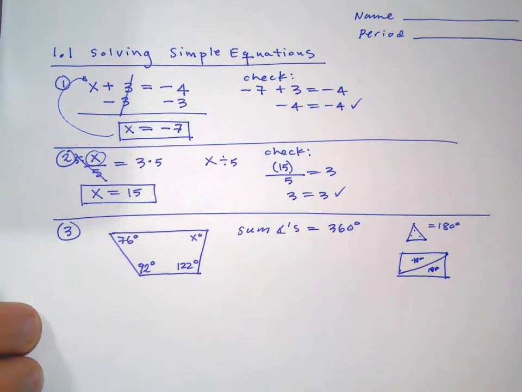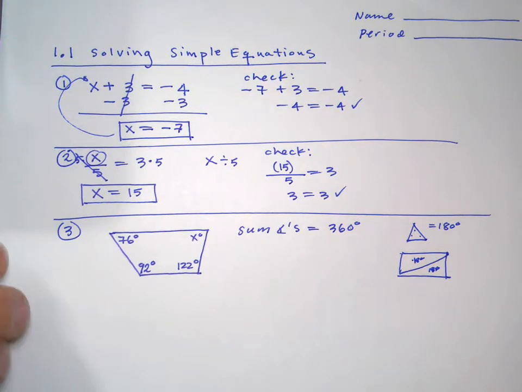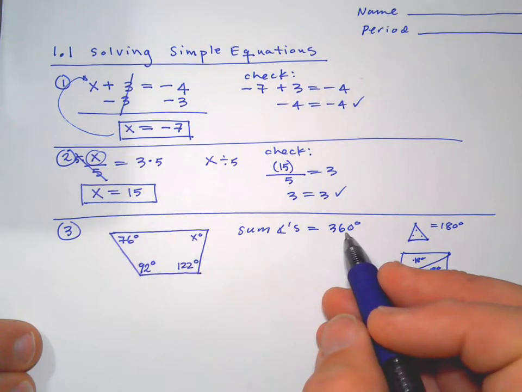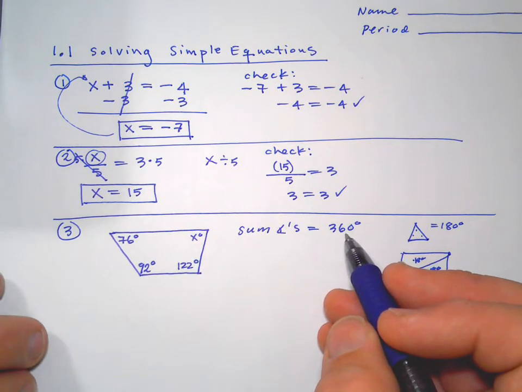Pentagon, you could do a similar trick. You get three triangles in it, 3 times 180 is 540. So for these problems on your homework today, they're all quadrilaterals. So you can just rely on the fact that they add up to 360 degrees inside.